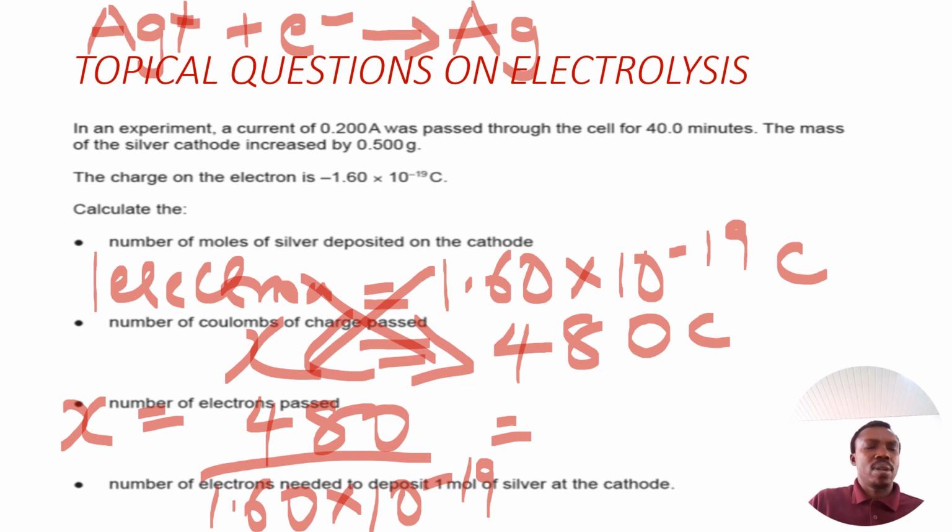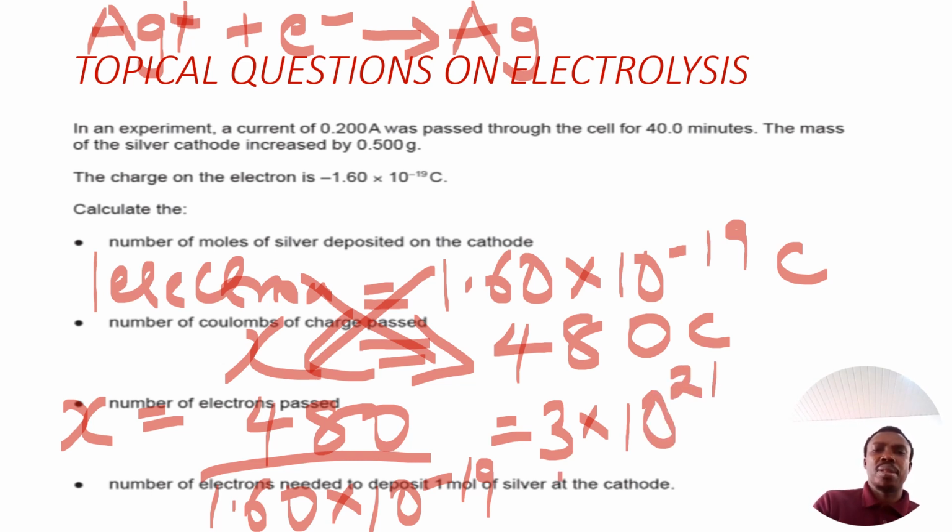So if I'm to use my calculator, it will be 480 divided by 1.60, so you have 3 times 10 raised to the power 21. So this is the number of electrons passed. 3 times 10 raised to the power 21.